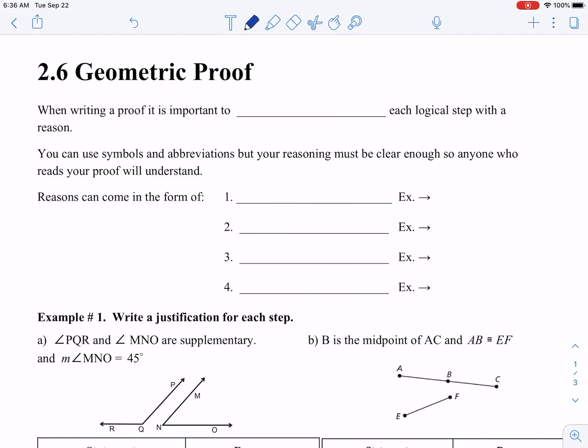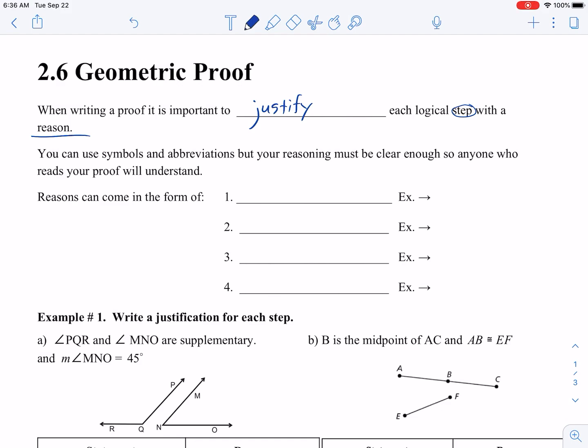So if you remember, when writing a proof, it's important that we justify each logical step with a reason, okay? That's why those two column proofs have statements and reasons. Every one of those statements or steps needs a logical reason that goes with each. Most of the time we can use symbols and abbreviations in your reasoning, but it must be clear enough so anyone who reads the proof, like myself or a classmate, can understand.